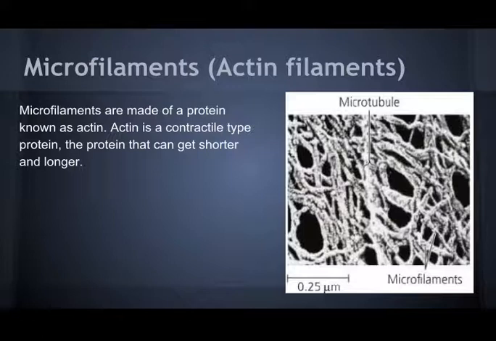Microfilaments are made of protein known as actin. Also, we can call it actin filaments. Actin is a contractile type of protein, a protein that can get shorter and longer. For example, if you look at our biceps and squeeze it, the bicep will flex. And when we release it, it will loosen up again. And that is exactly what actin is. It's a type of protein that can get really tight and loose.